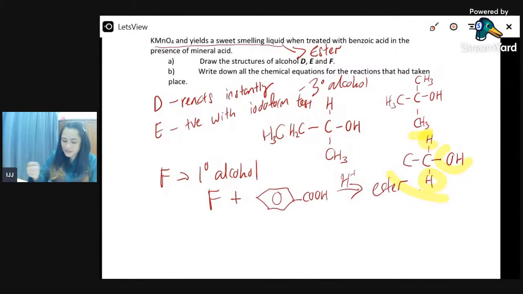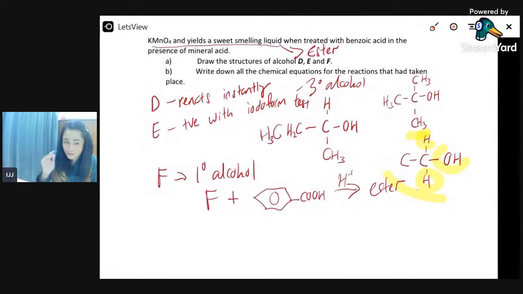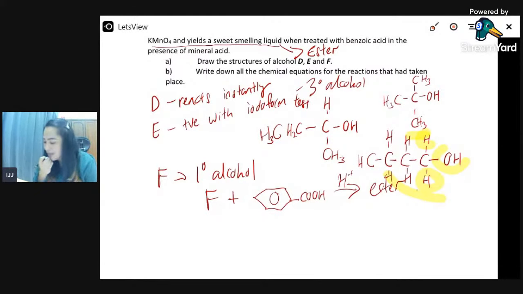Then for the structure of F, F must be a primary alcohol, right? A primary alcohol must have a structure like this. So you add another 2 carbons. So you already have the whole alcohol. So you have to read one by one. Okay? Okay, any questions?